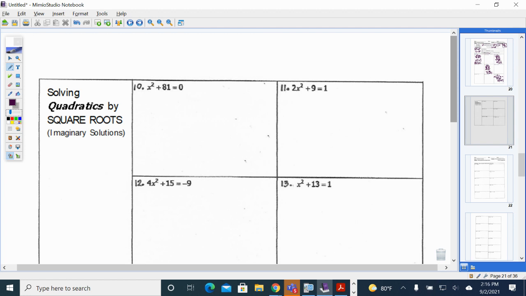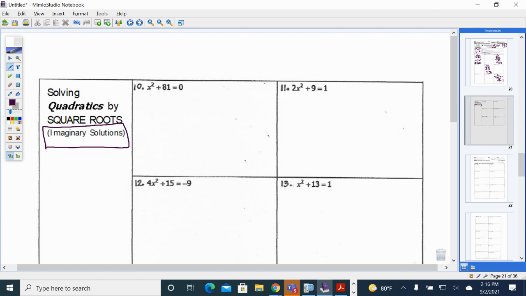x squared plus 81 is equal to 0. Now you'll notice here on the left, it says solving quadratics by square roots, imaginary solutions. So in this section, I'm introducing you to the imaginary solutions, meaning this would be a parabola that doesn't actually come down and hit the x-axis. You have imaginary solutions here.